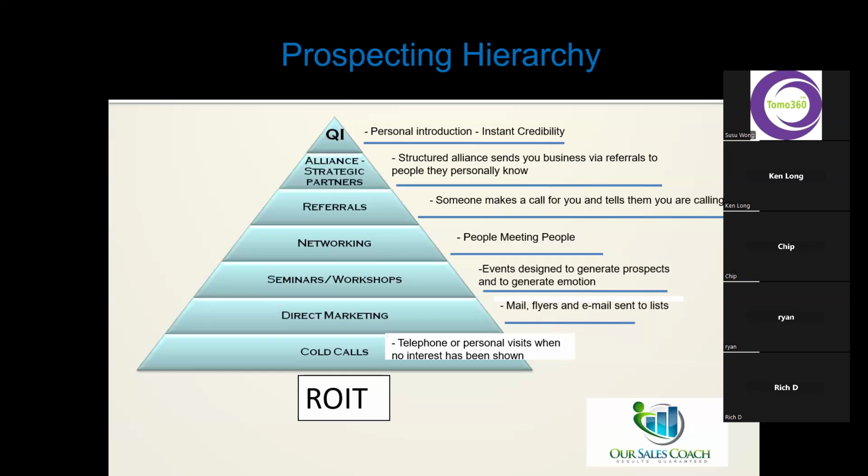Direct marketing, if you're mailing, email really is a pretty crowded space. But think about it. How much mail do you get? How much snail mail do you get in your office every day?